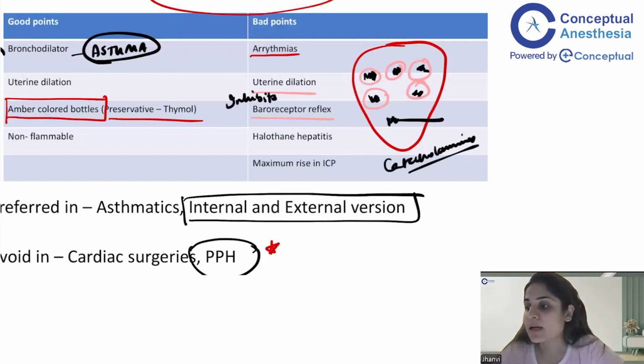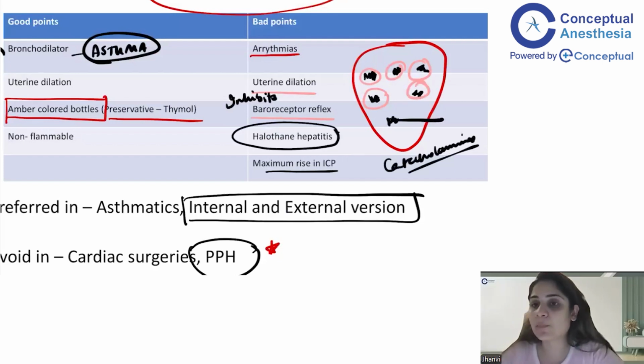Then halothane also causes cerebral vasodilation, and amongst all the inhalational agents, it causes the maximum rise in intracranial pressure. So if you have a patient who is undergoing neurosurgery, for the same reason, we don't prefer to use halothane. Then the next thing is halothane hepatitis.